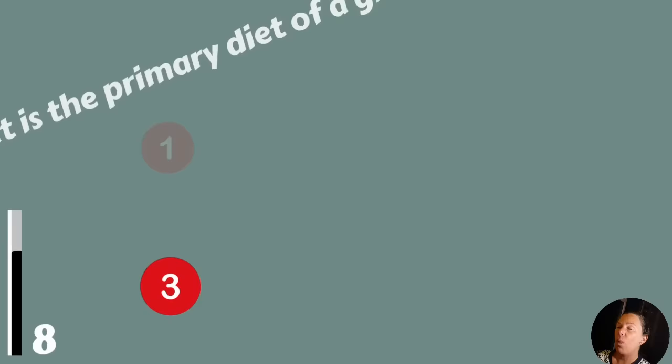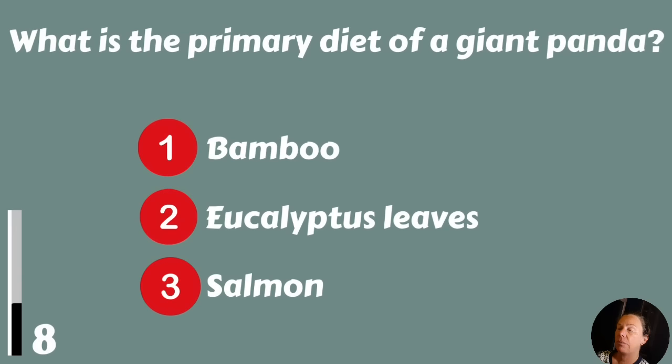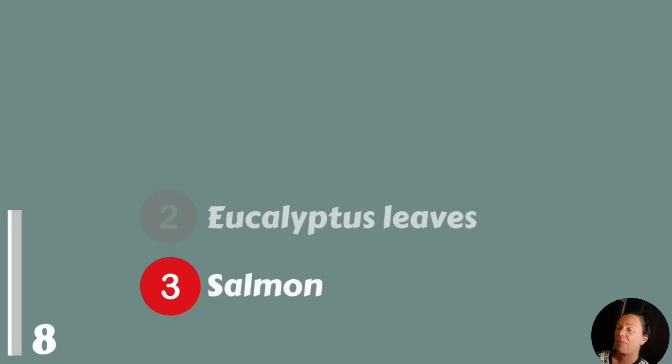What is the primary diet of a giant panda? Bamboo, eucalyptus leaves, or salmon? It's bamboo.